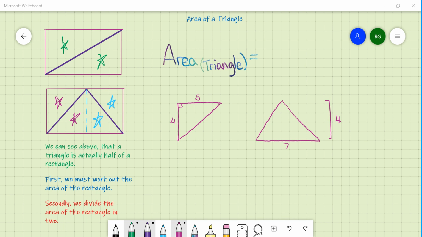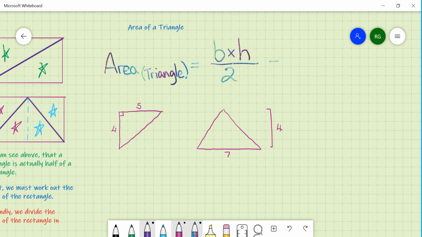To try this with a couple of examples over on the right, we need to first work out a formula. So the area of a triangle is equal to the base multiplied by the height, which is working out the whole rectangle, divided by 2. Another way that you can sometimes see this is 1/2 times the base times the height. If you multiply a number by 1/2, you're halving it, you're dividing it by 2.